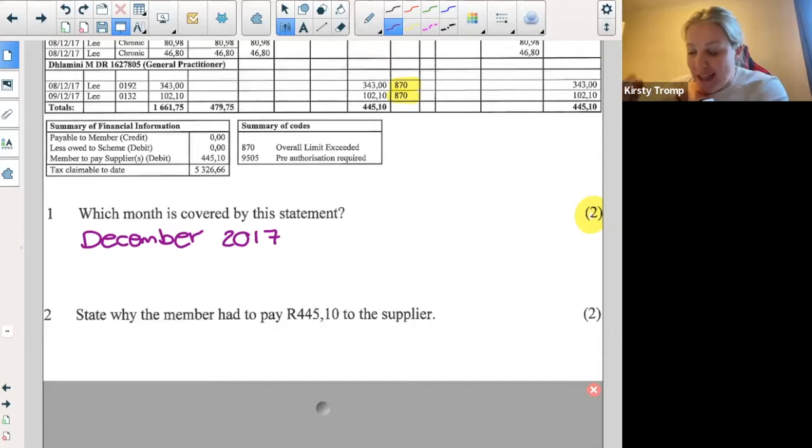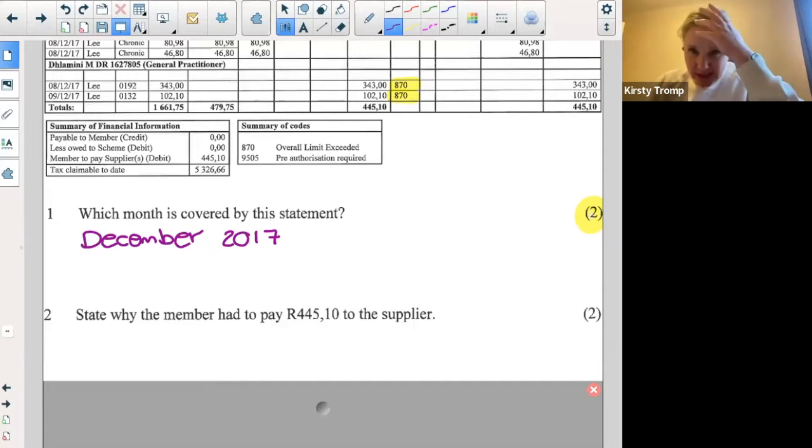I'll give you a hint there. It does say overall limit exceeded. Okay. Somebody exactly here. It's the total amount. Okay, Ben. Cool. All right. So therefore, James did not pay the supplier, which means the member must pay. Good. Well done, Phoebe.